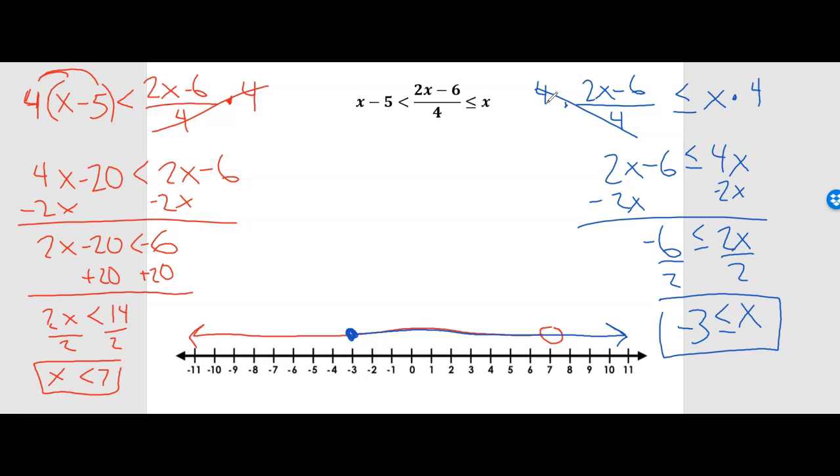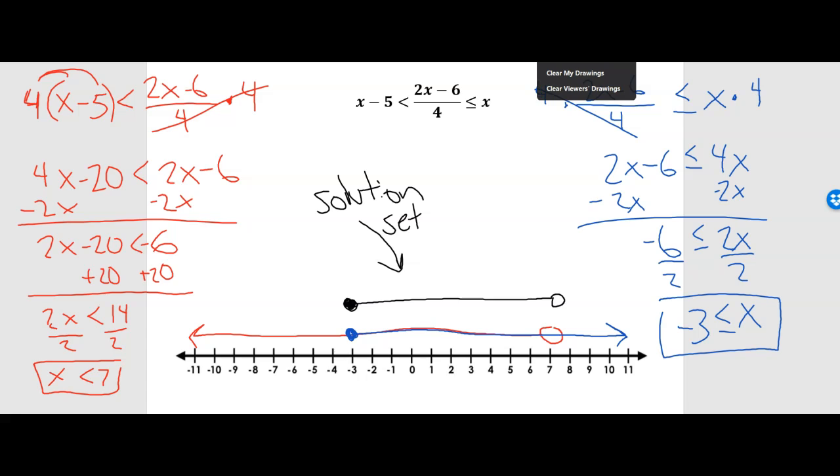Okay, so because this is an and inequality, I'm looking for my overlap. And my overlap is from negative 3, closed dot, all the way to 7 with an open dot. This black is my solution set, because that is the overlap between the red and the blue. If you did not have the black, or if you did not erase the extra red and the blue that were going outside of that section from negative 3 to 7, you would be marked incorrect, or you'd lose some points.